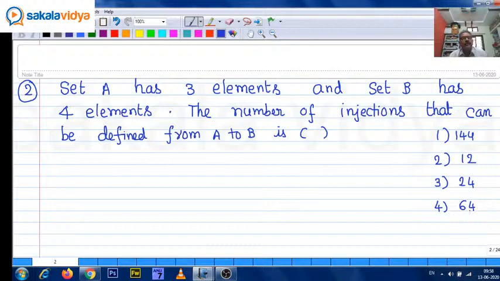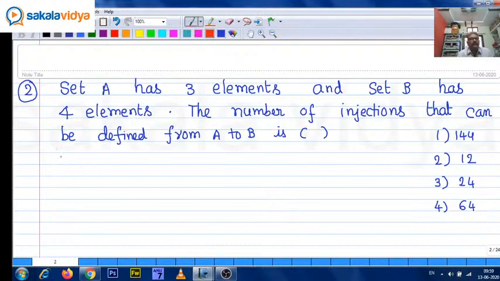So first we need to write the cardinality of the set A. Next we need to write the cardinality of B, that is n of A and n of B. n of A is 3, n of B is 4. We need to check whether n of A is less than n of B. If n of A is less than n of B, then only a one-to-one function or injection may be defined, or else the number of injections will be 0 if it is not possible. That we need to check first.